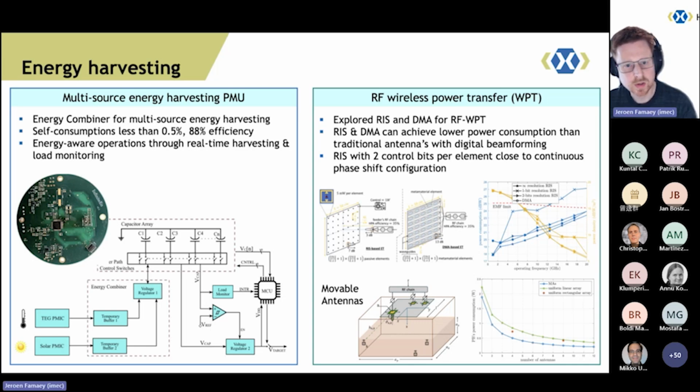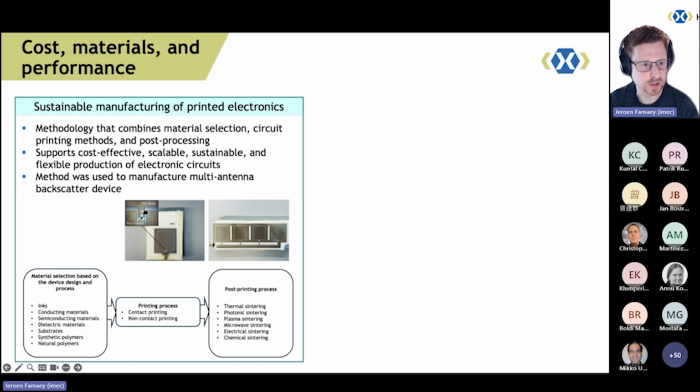And we studied how RIS and dynamic metasurface antennas can be exploited to improve the performance and the coverage range of wireless power transfer. And there it was shown that we can reduce the power consumption of power beacons using RIS or DMA compared to traditional antennas using digital beamforming. Our results also showed that a RIS with only 2 control bits per element gets performance that's very close to continuous phase shift configurations. We also studied here how movable antennas can be used to improve performance of RF wireless power transfer.